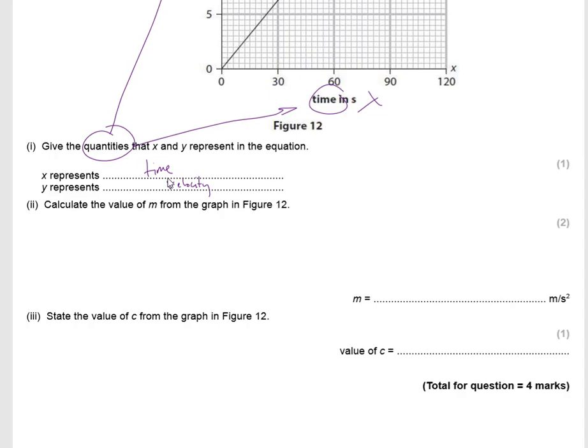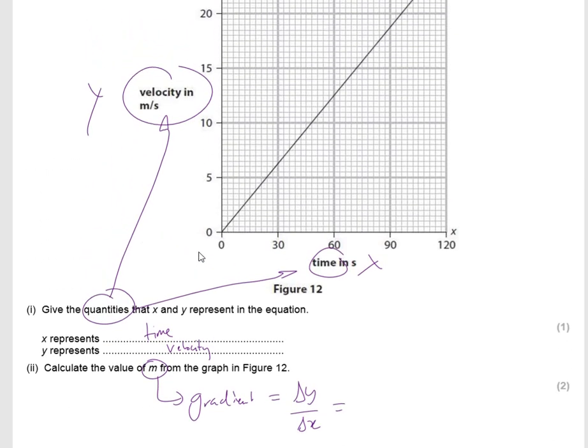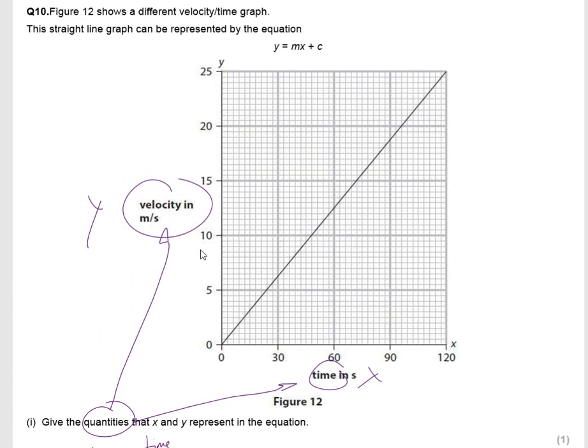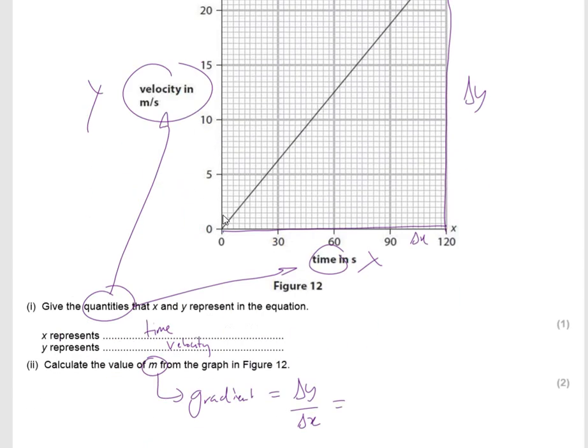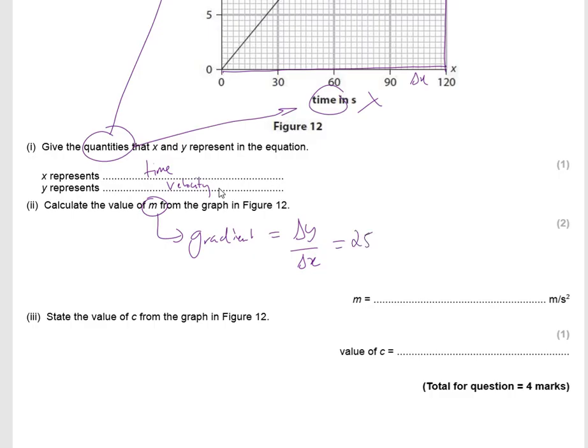Now work out m. m is the gradient. So gradient is again change in y over change in x. So we need to do that, again picking a value that's correct. So I'll pick this one here. This whole thing is my change in y, and this whole thing is going to be my change in x. So 25, 0. Okay, so the answer is going to be 0.1. Let me just double check. 0.1, yep, that's the answer.